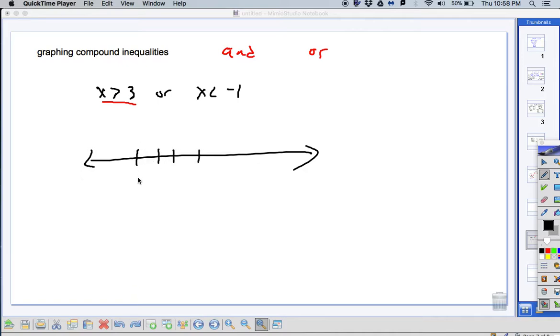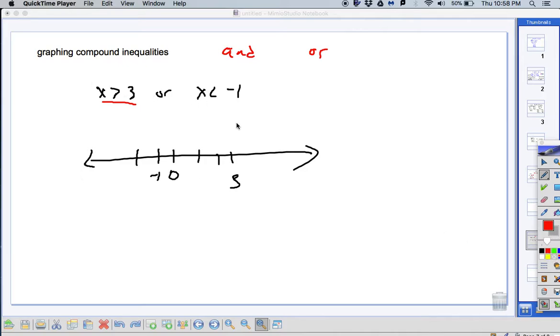So the important points are going to be -1. Let's put a 0 here. There's -1 and 3. And we know the important points because that's what these numbers are. So let's deal with x is greater than 3. We'll do the red one first.